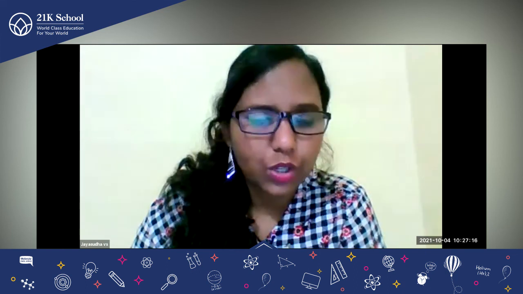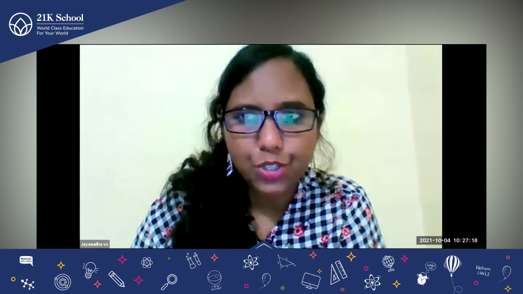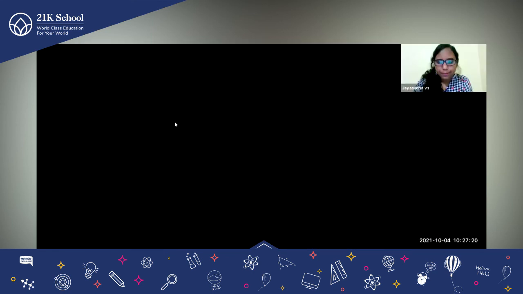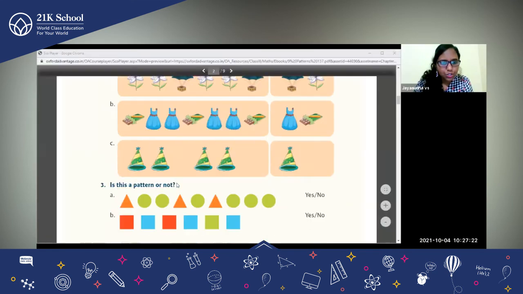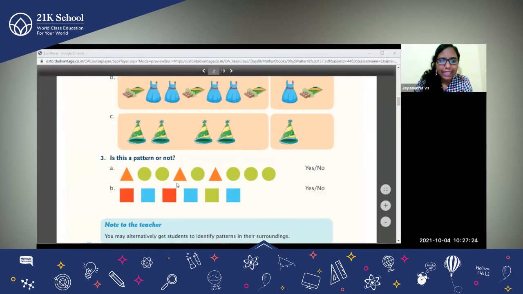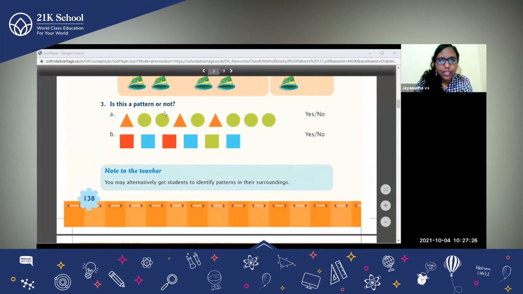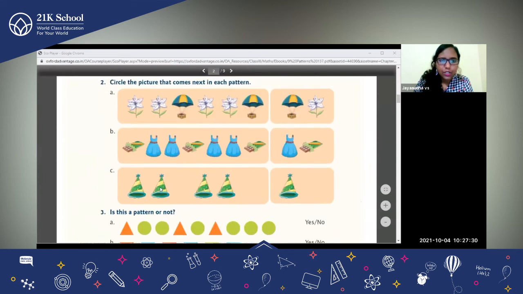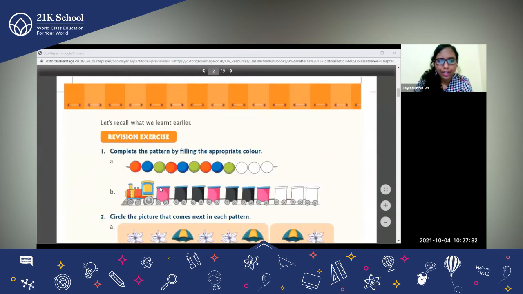Take out your student book, page 138. All of you, please take page 138 in your student book. You should have learned how to find the pattern and find the next terms. It's a revision exercise. Can you do it on your own? Yes, okay, fine. Look at the first one.